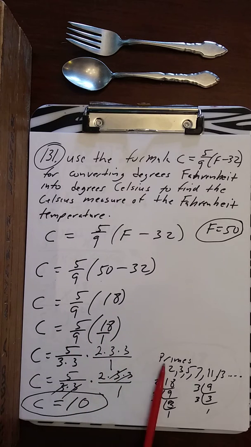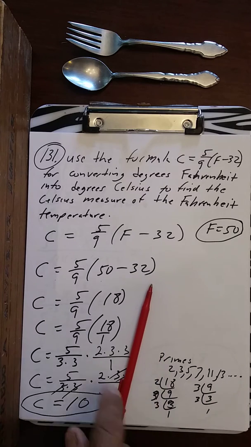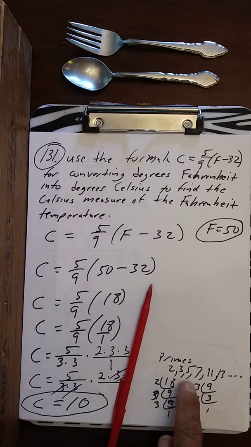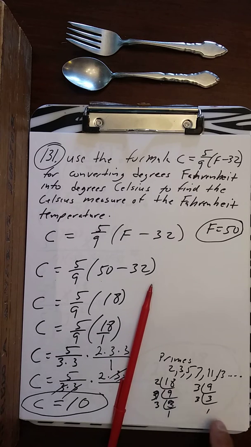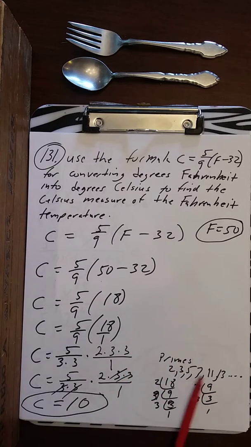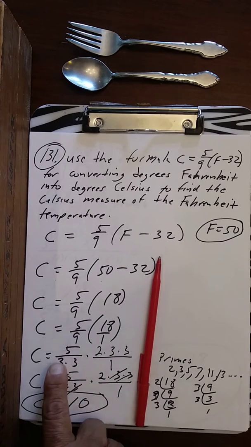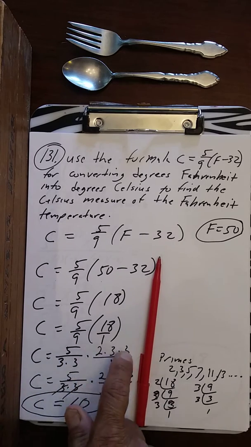So now, prime numbers 2, 3, 5, 7, 11, 13, and so on. So let's do that. So 18, 2 divides 18, 9, 3 divides that, 3, 3 and that. So 2 times 3 times 3 is 18. Also, 9, 3 divides 9, 3, 3 and 3. So 9 is 3 times 3. Substitute these numbers back in here. So 3 times 3 is 9, 2 times 3 times 3 is 18.